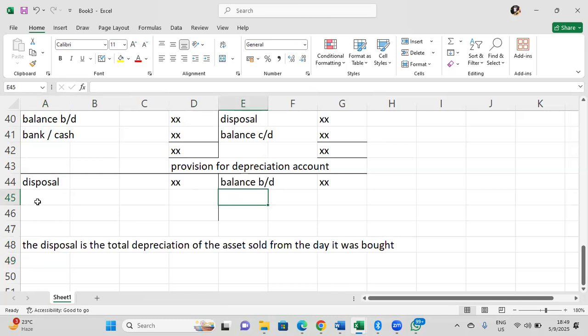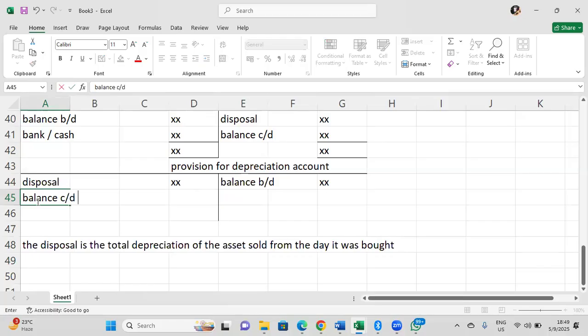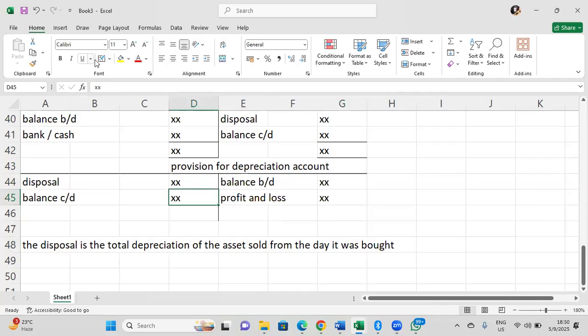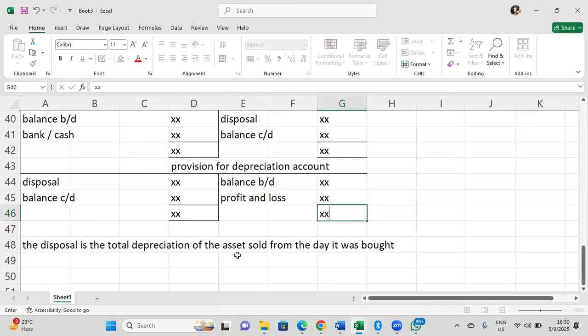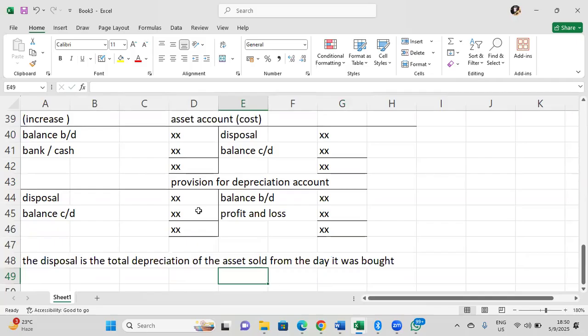So we have the balance BD on the credit, we have the balance CD, then we have what we call the profit and loss. So that's the layout for the provision for depreciation account. Let's have the layout first, then we'll later discuss how we can calculate the amount.